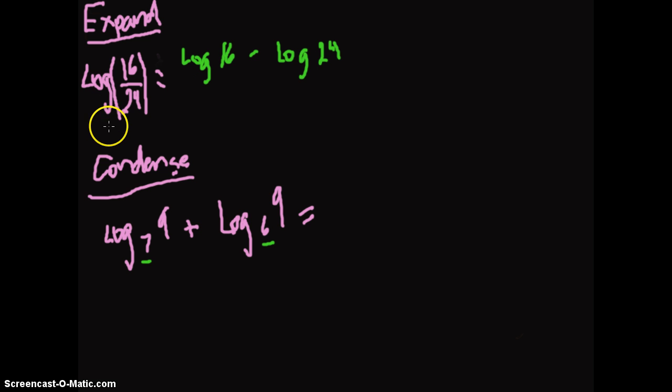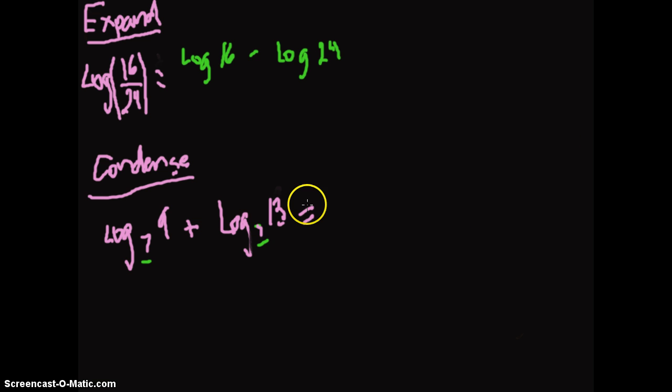Like the first one had a base 10, so we carried the base 10s. This one needs to have the same base. So the problem needs to look a little bit like this: log base 7 of 13. Now we can condense it because our bases are now the same.